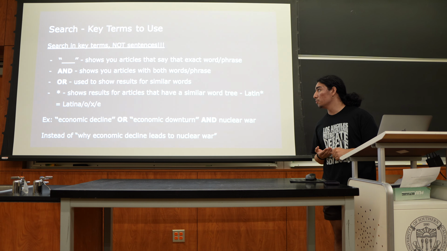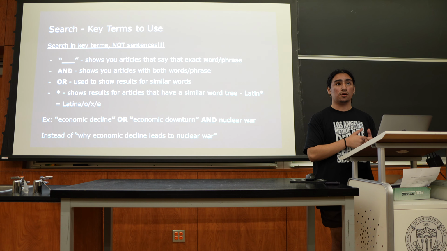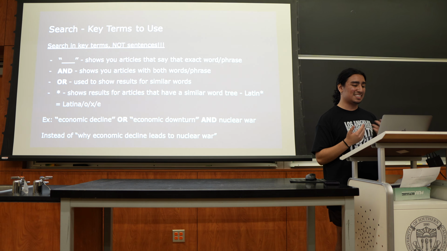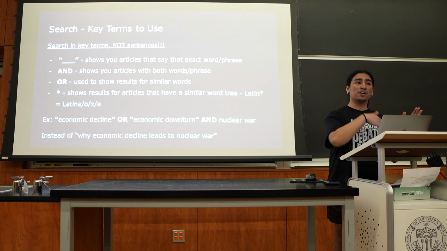So this is an example that I put at the bottom of showing you how you can use key terms to search for certain things instead of sentences. So an example, quote, economic decline, OR quote, economic downturn, AND nuclear war. So to break that down, it's going to show me articles that both talk about economic decline and nuclear war, but the OR lets me find articles that say either economic decline and nuclear war or economic downturn and nuclear war. I'm searching for multiple combinations here.